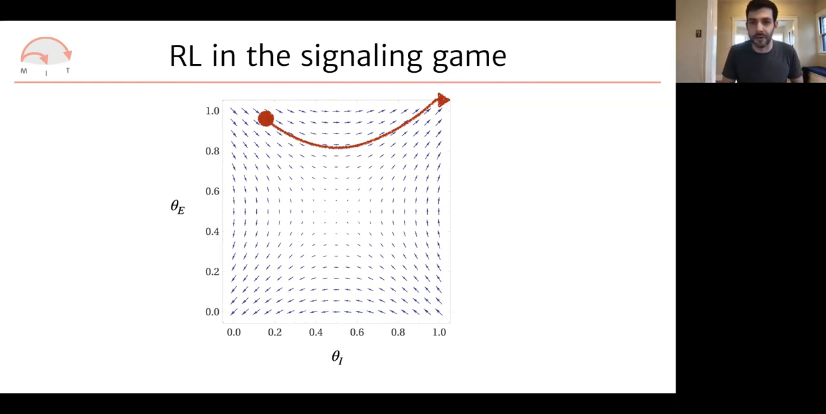One thing to point out here is that we're assuming that theta E and theta I are bounded between 0 and 1, and that we can do something sensible when you hit the boundaries of this grid.